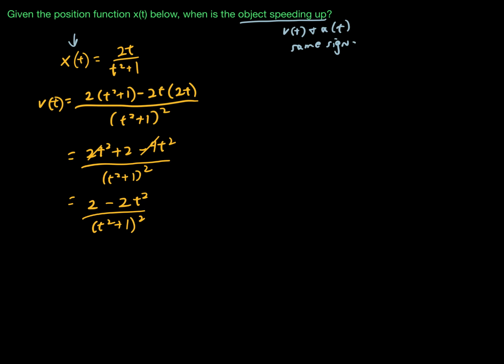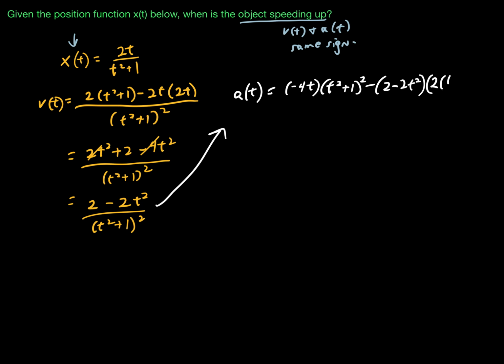We're also going to need our acceleration function, so I will do the acceleration function next. We are going to take the derivative of velocity, so I'm going to do the quotient rule again. I'll take the derivative of the first, which becomes negative 4t, leave the denominator, minus, I'm going to leave this, and now we take the derivative of the bottom, which is the chain rule. I put 2 in front, leave the base, reduce the exponent by 1, and don't forget to multiply by the derivative of the base, which is 2t. This is all over the denominator squared.